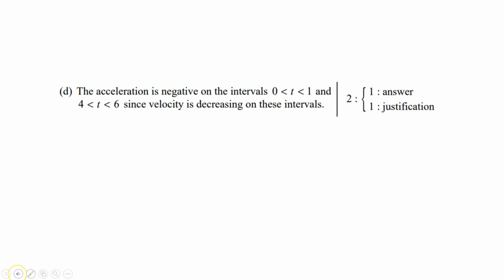Let's see how they said it. Acceleration is negative on 0 to 1 and 4 to 6 since velocity is decreasing on these intervals. There you go. Answer and justification, 1 point each. I believe that is it.